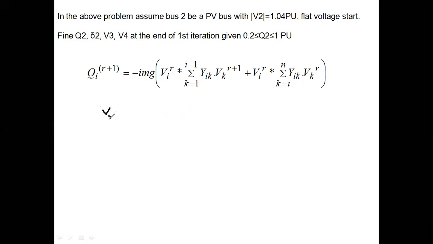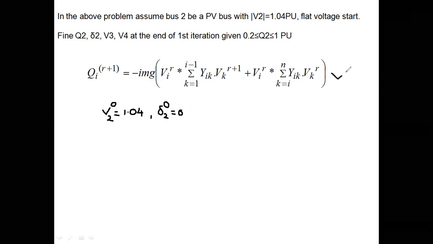So here V2^0 is equal to 1.04. That's what is given, and delta 2^0 is also equal to 0. Now please note down this point. This is a very, very important expression. You need to determine the reactive power at the ith bus at the first Gauss iteration. The reactive power at iteration r plus 1 is given by Q_i^(r+1) equals minus the imaginary part of this expression. Please make a note.